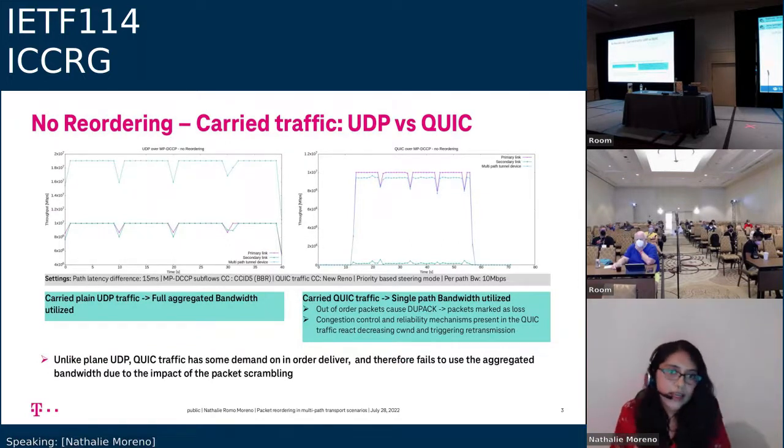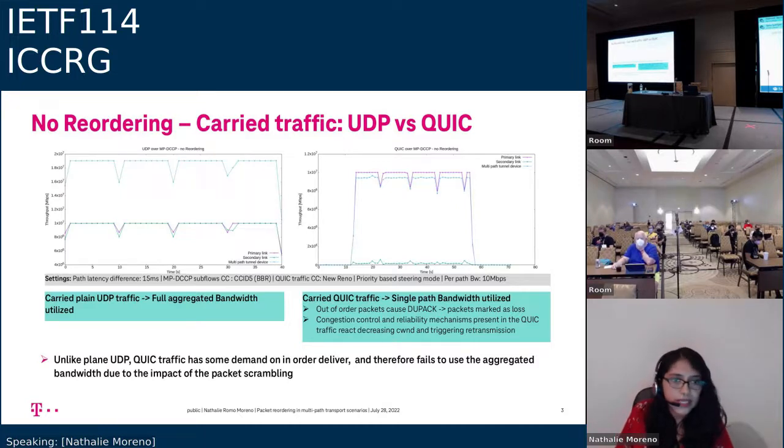So, as I said, in an initial stage, we demonstrate what happens when there is no reordering at all. For this test, we used plain UDP traffic and QUIC traffic over a multipath DCCP connection. The MPDCCP connection has two subflows or two paths, each one of them with a 10 megabit per second capacity, and the latency difference between them is 15 milliseconds. We use a priority-based steering mode. That means there is a primary link that is going to be used by default. Once the primary link is congested, the secondary link will start being used. And the congestion control used in the QUIC traffic is NewReno.